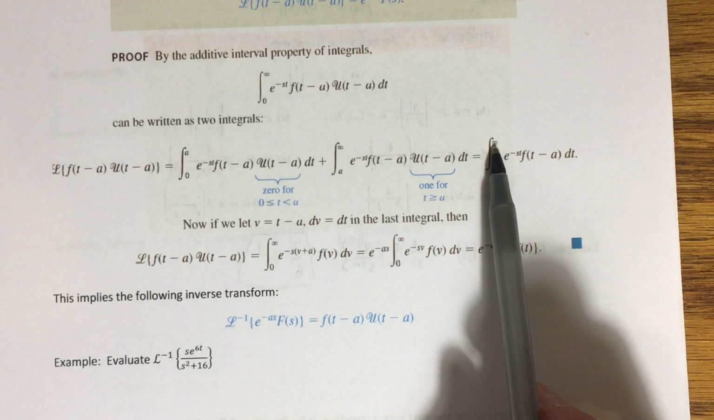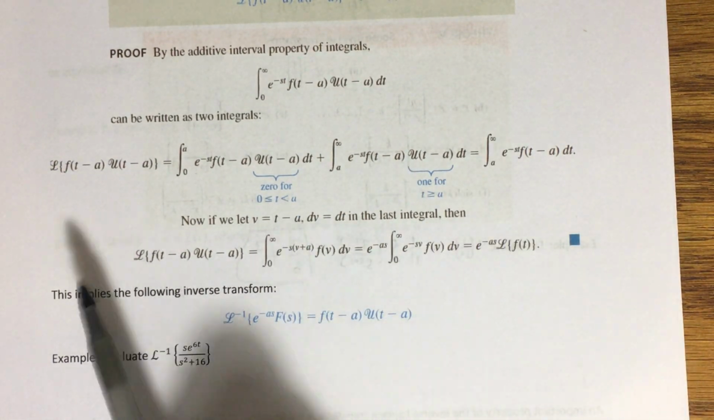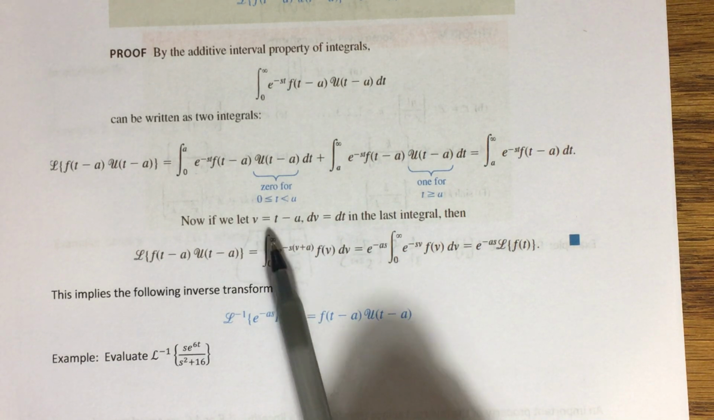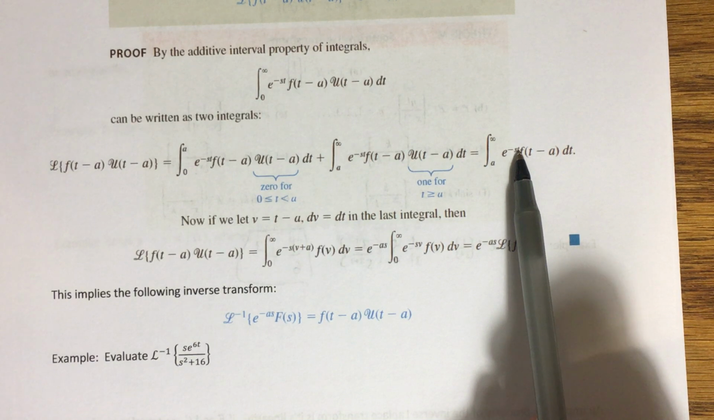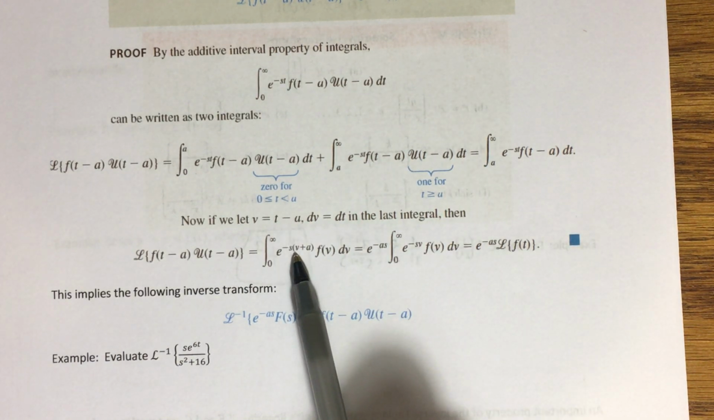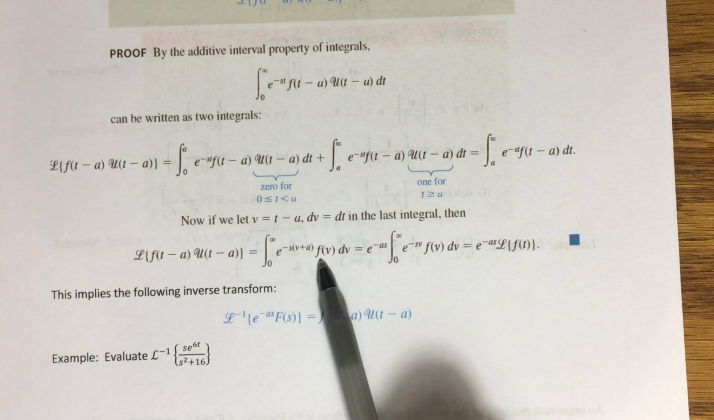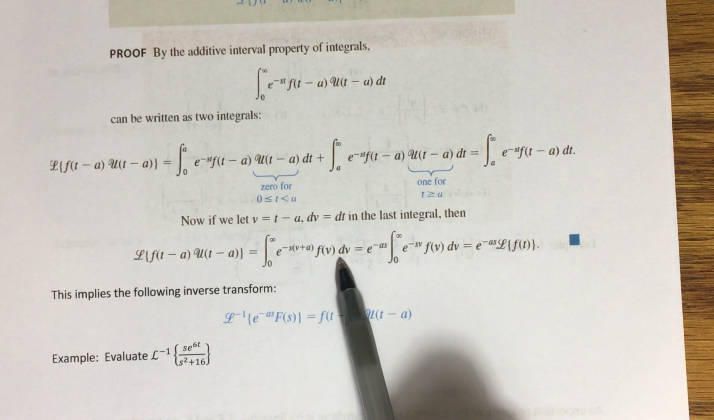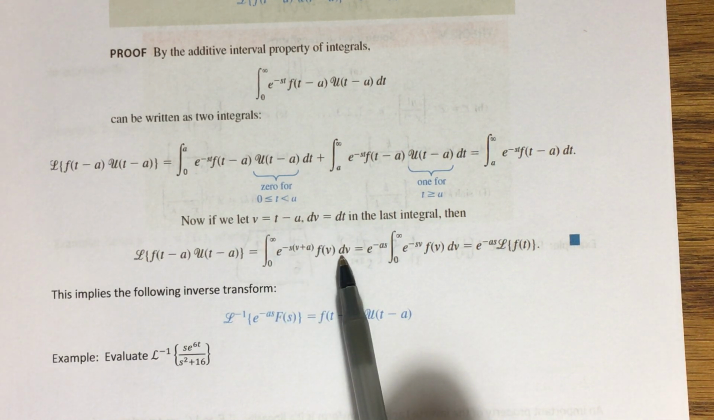Okay, the infinity will remain an infinity. That's easy enough to check. So our limits of integration after making that substitution go from 0 to infinity again. Making the substitution for the t here will give me negative s(v plus a). Notice I need to solve that for t. F of v, you can see where the substitution takes place there, dv. Now this does look like a Laplace transform.